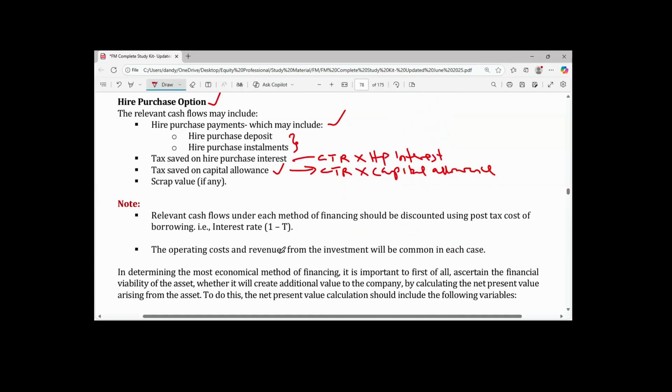Then the last item is the scrap value. You only use scrap value if you are given. If you are not given scrap value, just ignore it. That means you only consider 4 items.